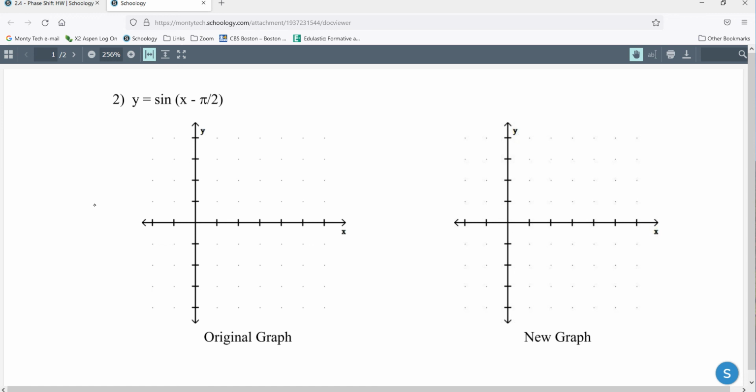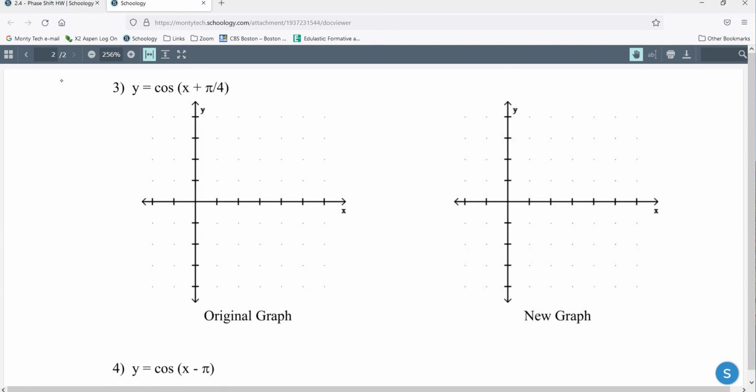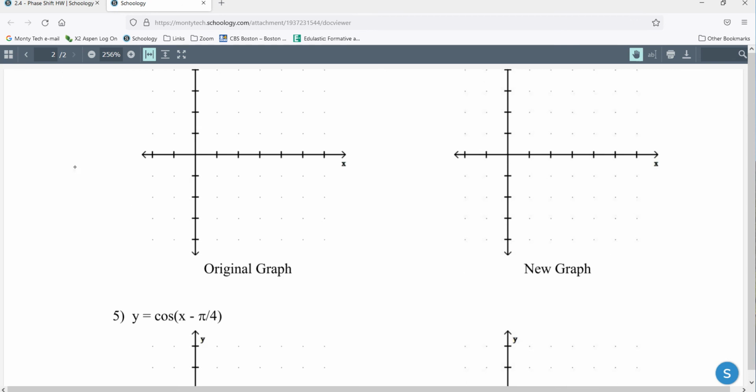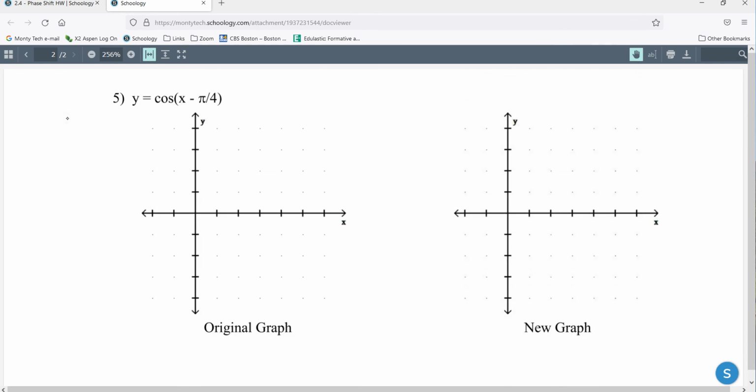So I want you to sketch the original sine graph, which again, that'll look the same for every problem. And then on the right, sketch the new one that you get by shifting it pi over 2. And then on the back, there's a cosine, and a cosine. That's it.